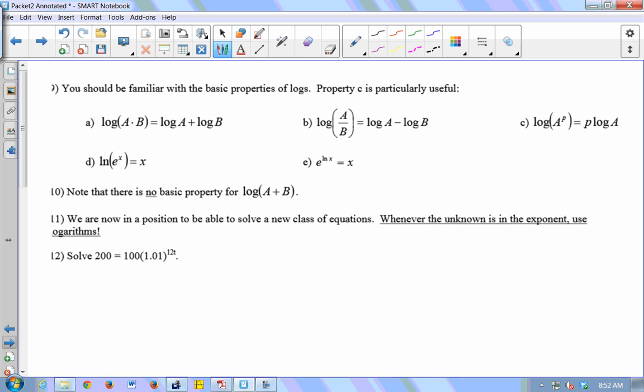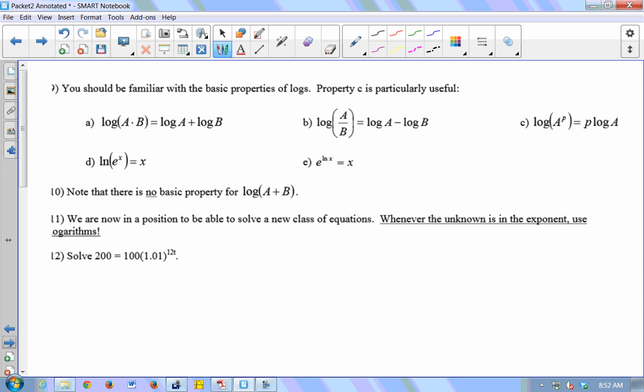All right, so some basic properties of logs that you should be familiar with. If you want to take the log of a product, you can separate that into the sum of two logs. So log of a times b is log a plus log b. Log of a over b is log a minus log b. Log of a to the p is p times the log of a.